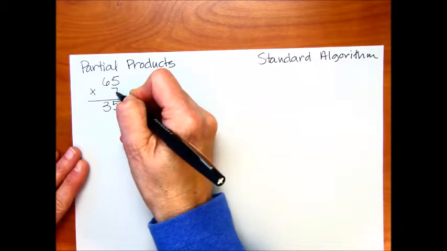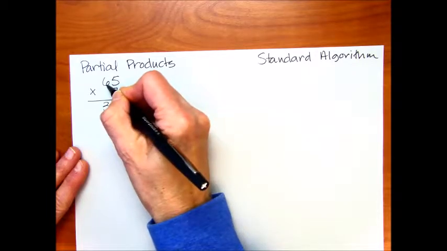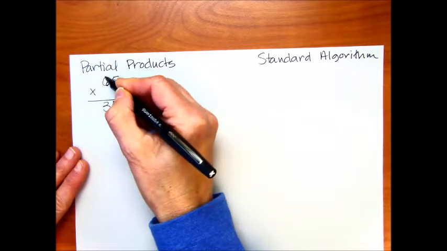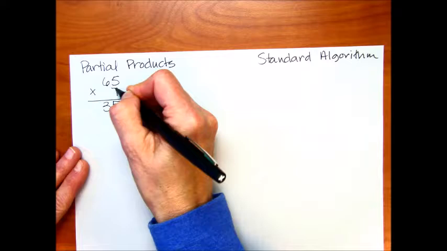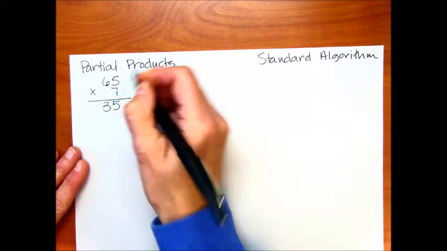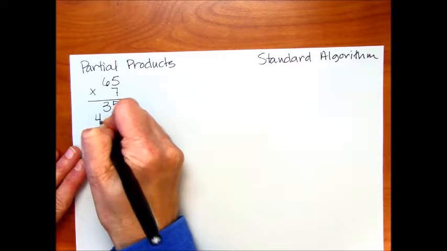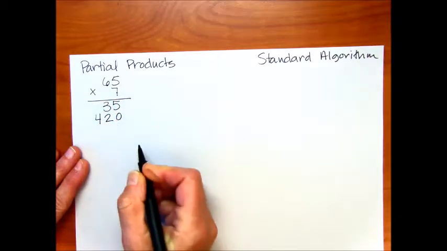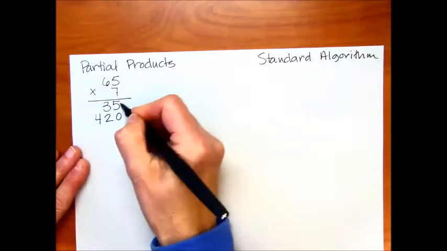Then I'm going to multiply the 7 by 6 tens. This is in the tens place. So this is 7 times 60. Well, that's going to give me 420. See how I write that?